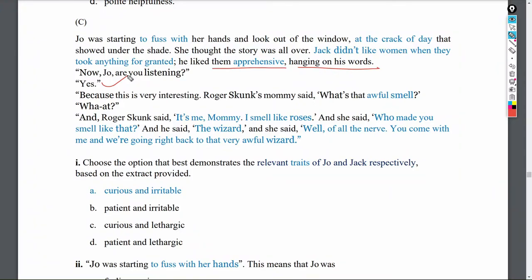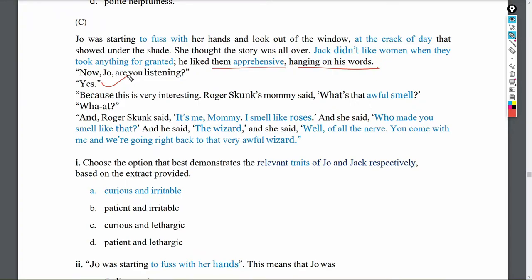very awful wizard. देखिए तो अभी इससे आपको अंडरस्टैंडिंग भी होगा तो आपका आंसर क्या होगा, फ्रॉम द साउंड ऑल्सो यू कैन अंडरस्टैंड हू इज द स्पीकर, व्हाट इज द मोटिव ऑफ द स्पीकर, व्हाट इज द ट्यून, व्हाट इज द स्टाइल ऑफ स्पीकिंग, एवरीथिंग यू विल अंडरस्टैंड। अगर आपको थोड़ा अंडरस्टैंडिंग कम होगा तब आपका ऑप्शन गलत होने का चांस है। तो देखते हैं अभी ऑप्शन देखते हैं। Choose the option that best demonstrates the relevant traits of Joe and Jack respectively based on the extract provided.